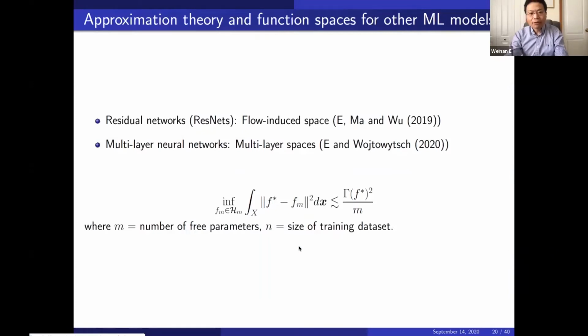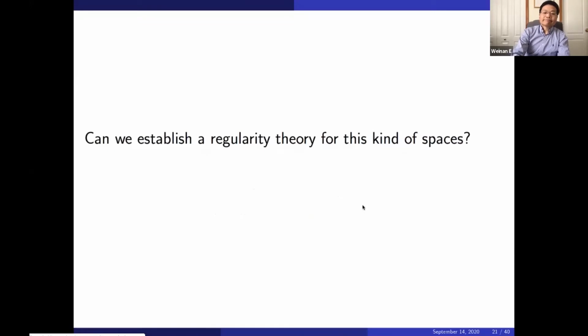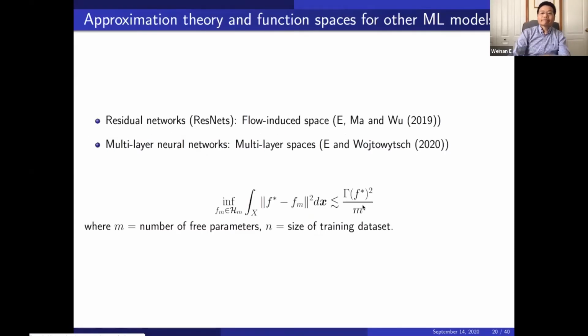Similar theorems have also been proved for residual networks. So this is really the most effective for deep neural networks and multi-layered neural networks, except that for multi-layered neural networks, we're not able to prove sharp estimates, Monte Carlo kind of rates. So this rate is worse than Monte Carlo. So these are sort of the approximation theory.